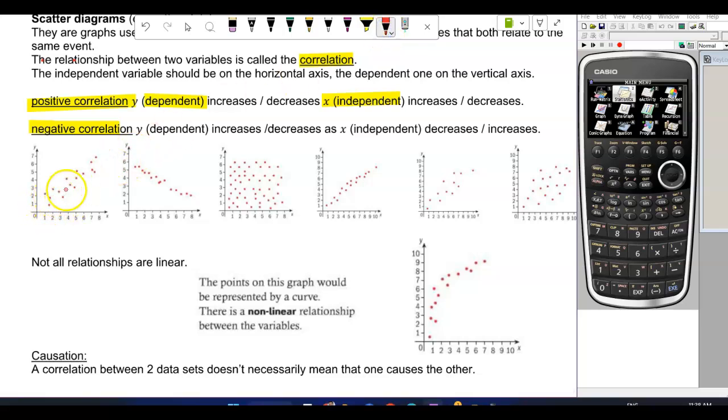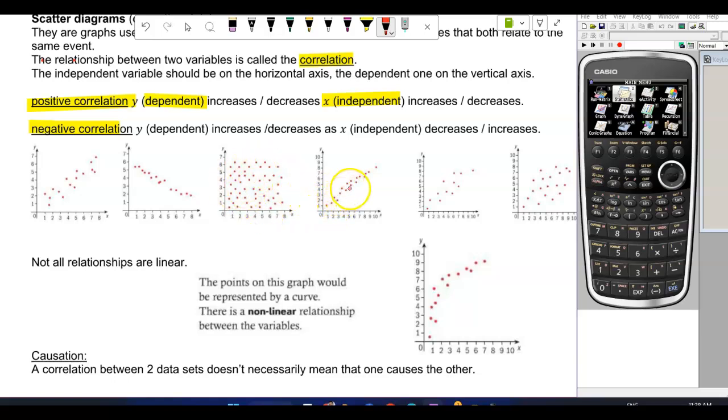So here, this is positive correlation, because as one value X is increasing, Y is also increasing. This is a negative correlation, where one is increasing and the other is decreasing. This is absence of correlation. It's just random, because some are increasing, some are decreasing. It's very random.